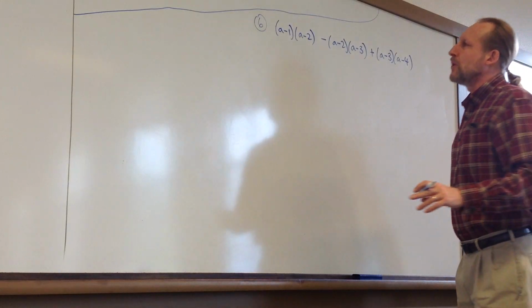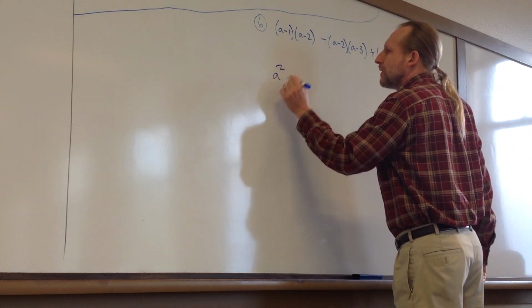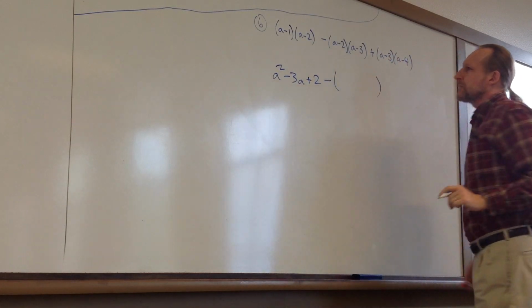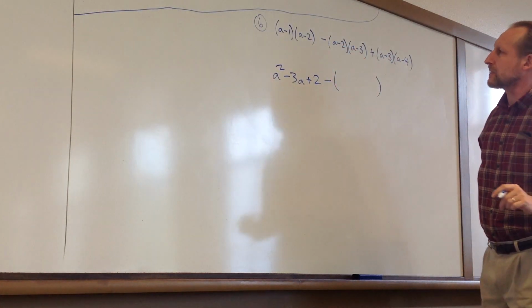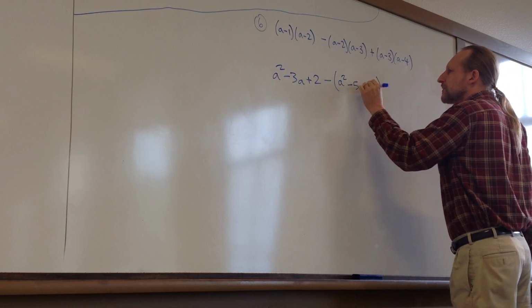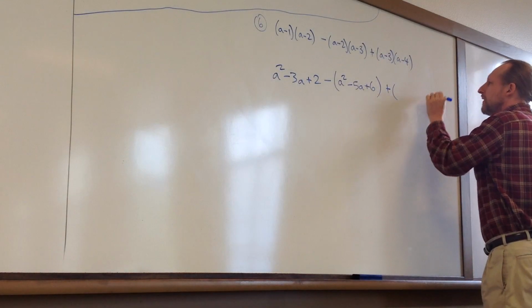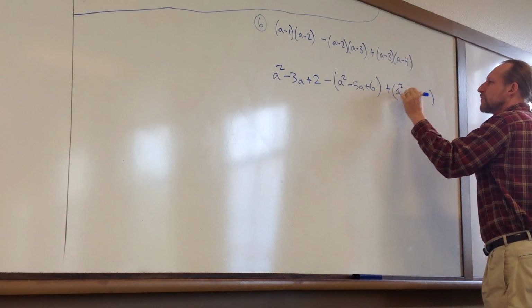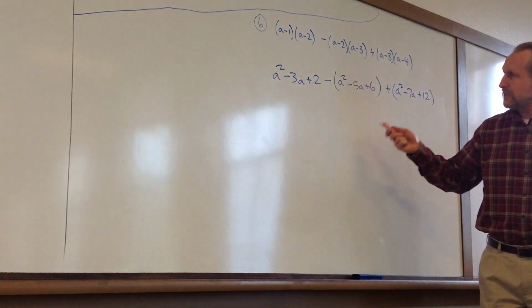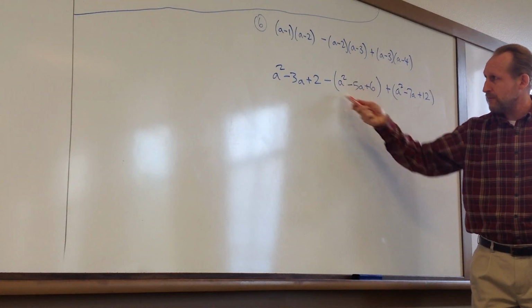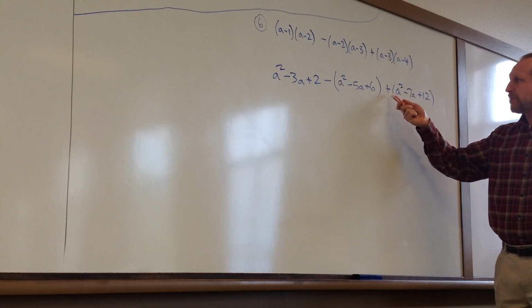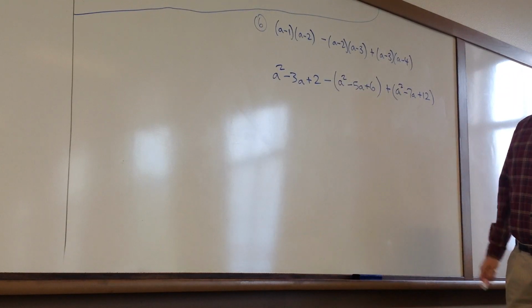First off, let's go ahead and multiply these together. This will give us a squared minus 3a plus 2. Here I'm going to keep these parentheses because I haven't distributed this minus sign yet. So inside the parentheses we'll have a squared minus 5a plus 6. And then in this last piece we'll get a squared minus 7a plus 12. So we need the parentheses here because we still have to distribute that minus sign. Here you don't really need the parentheses because distributing this positive 1 is not going to change anything.